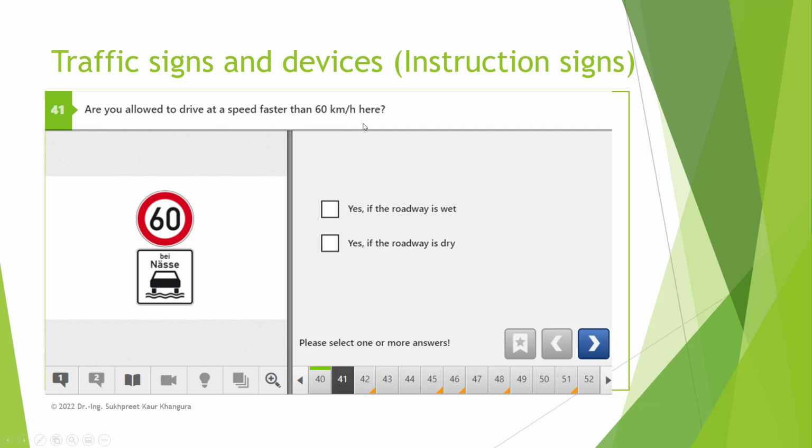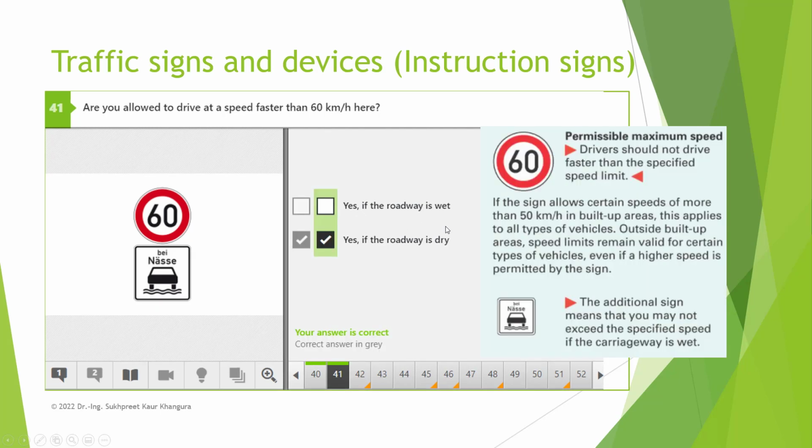Yes, you are allowed because here the 60 km per hour speed limit has an additional sign, which means that whenever it is wet, only then you should drive at 60 km per hour. If it is dry, you can drive above 60 km per hour. So yes, you are allowed to drive faster when the road is dry. So this is the answer.